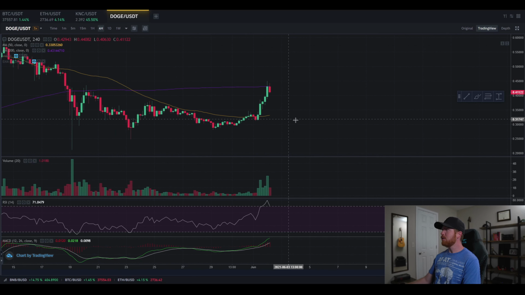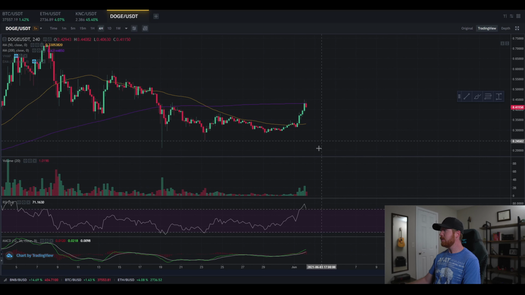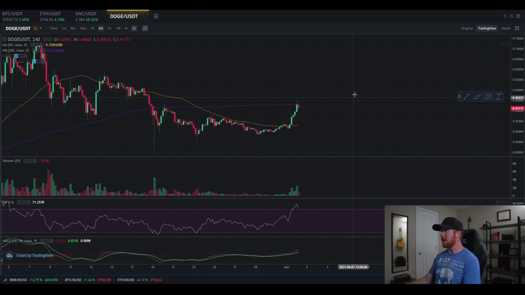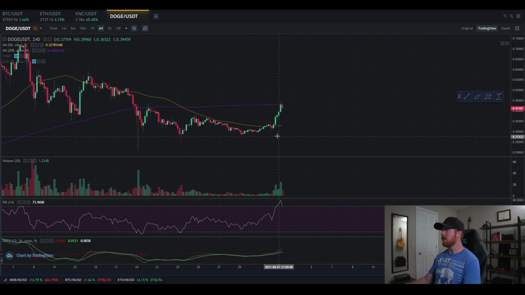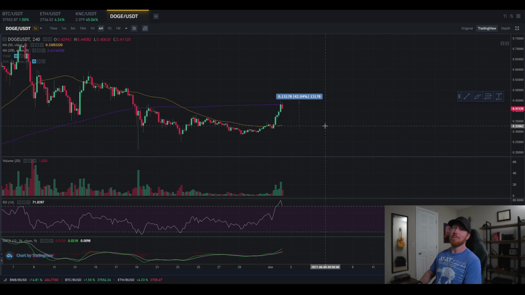Now looking at the 4-hour chart, let's go ahead and see what's going on here. Obviously the RSI is up over 70 and coming back down, which is not a bad thing. That's pretty standard, pretty normal considering how much it ramped up in the past 24 hours. I mean, let's see, what was that increase here? It may not seem like a lot, but that was a 42% jump from this time yesterday. So pretty big increase.